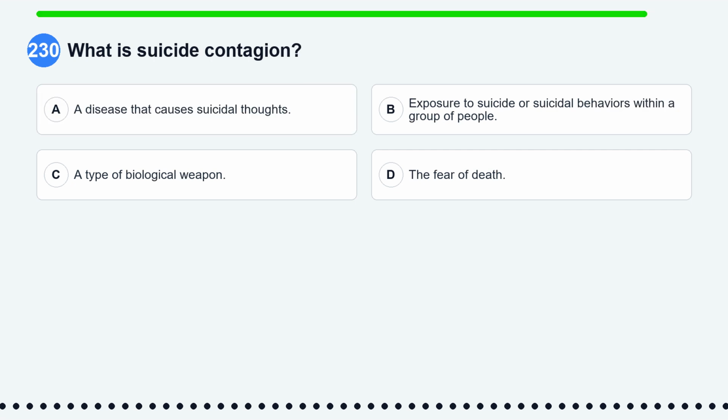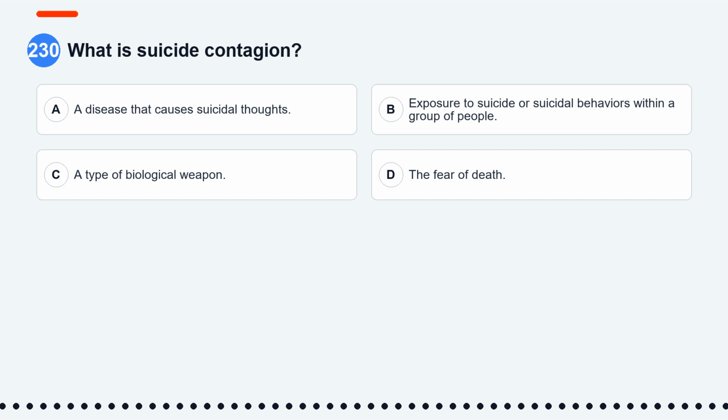Question 230. What is suicide contagion? Option A. A disease that causes suicidal thoughts. Option B. Exposure to suicide or suicidal behaviors within a group of people. Option C. A type of biological weapon. Option D. The fear of death.